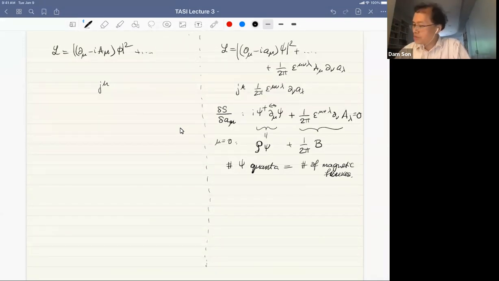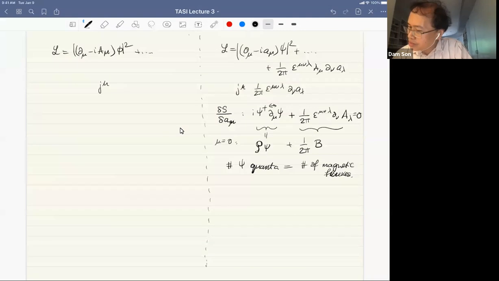Through one of the equations of motion, this suggests a way to think about this psi. This psi and phi are completely different fields. They have different coupling to capital A mu.